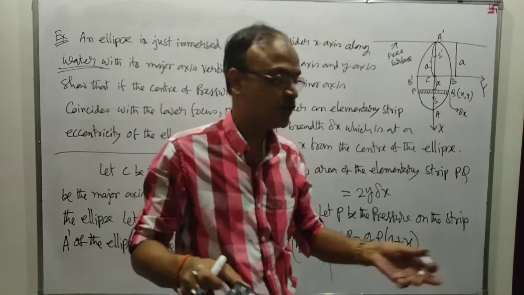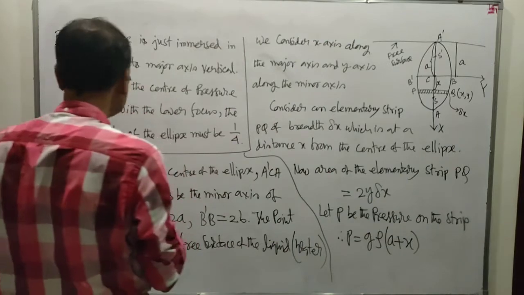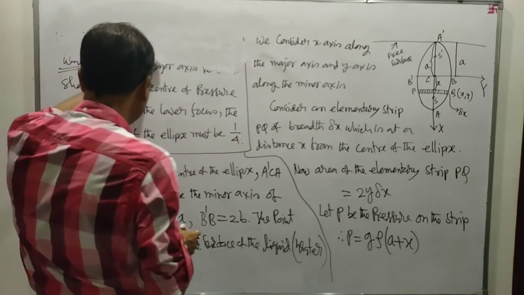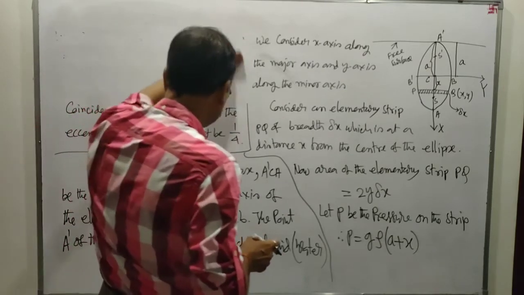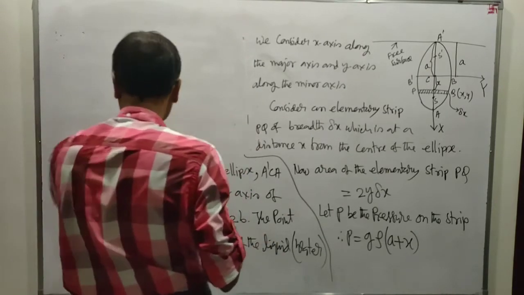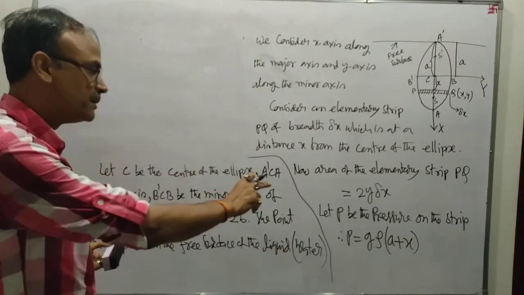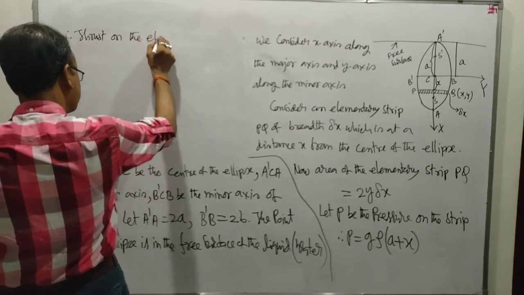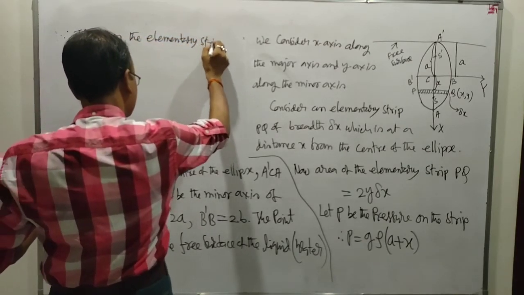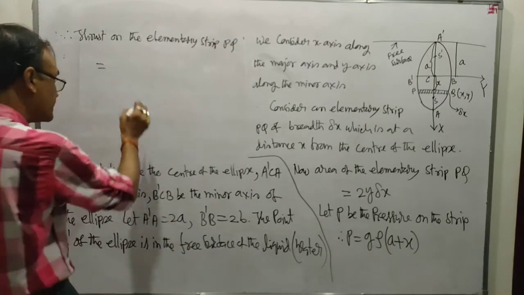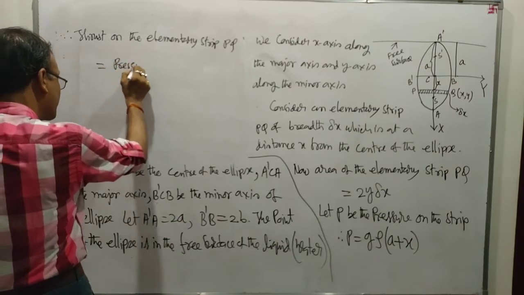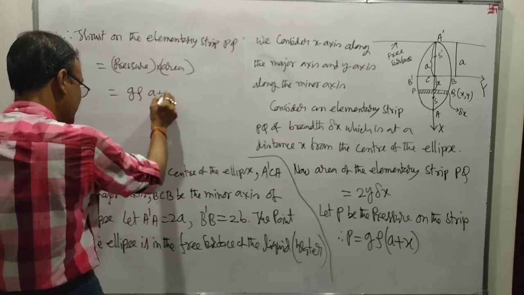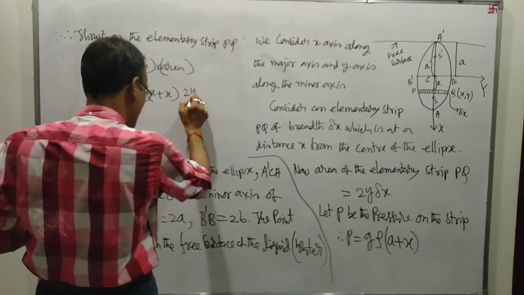Therefore, thrust on the elementary strip will be equal to pressure into area. I should remember that the center of pressure coincides with the lower focus, and we have to find the eccentricity, which is equal to 1 by 2. Therefore, thrust on the elementary strip PQ equals pressure into area. Pressure is rho g into a plus x, and the area is twice y delta x.